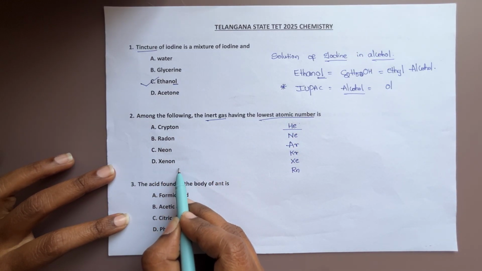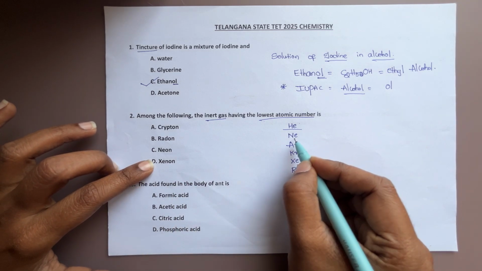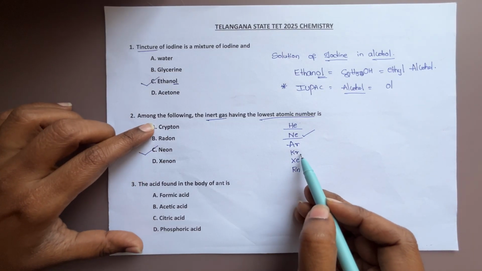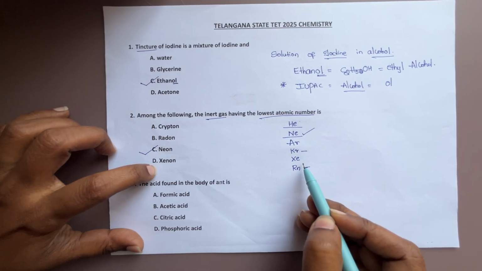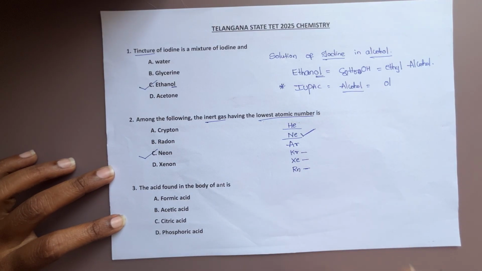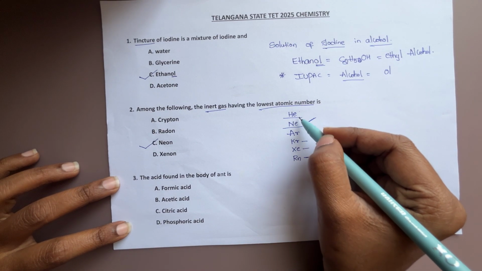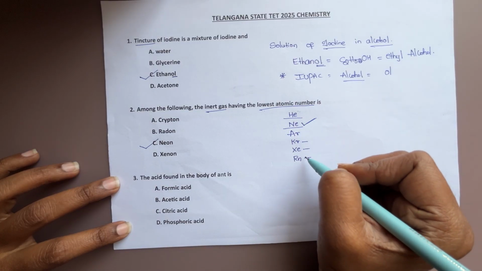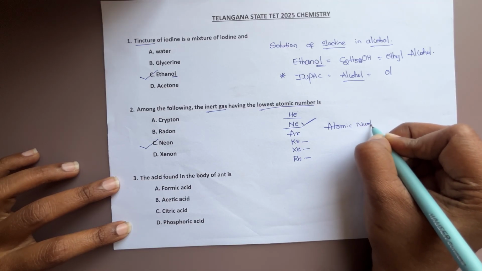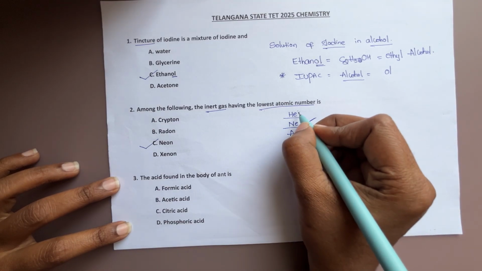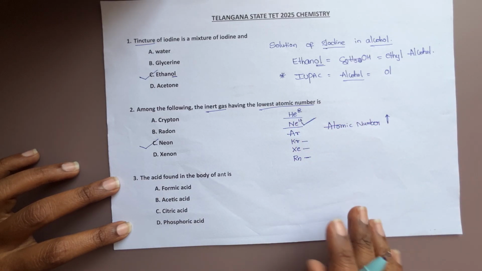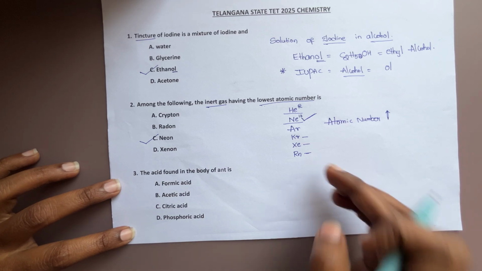But helium is not present in the options. Next to the lowest is neon, so neon is the answer. Krypton is here, radon is here, xenon is here. That's why neon has the lowest atomic number. In the periodic table, this is the order of noble gases from top to bottom, and atomic number increases. Helium is just 2, neon is 10, and likewise the atomic numbers go on increasing from top to bottom.